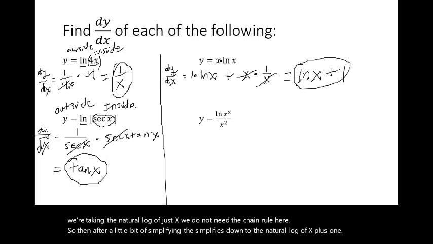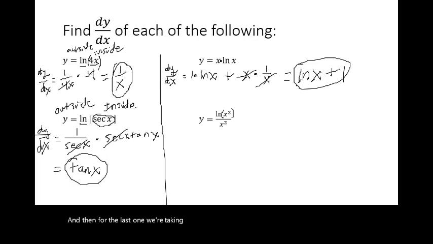And then for the last one, we're taking the derivative of y equals the natural log of x squared, which I'm going to put parentheses around because that x squared is inside the natural log. And we're taking that entire thing and we are dividing it by x squared. Now this is going to require the quotient rule because overall it is a quotient.